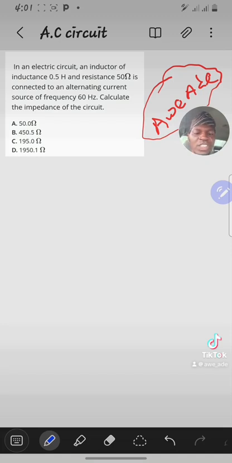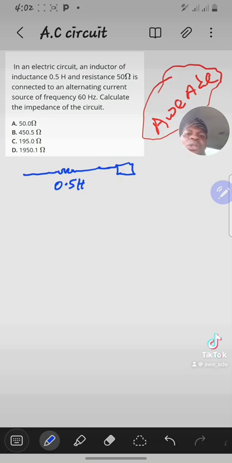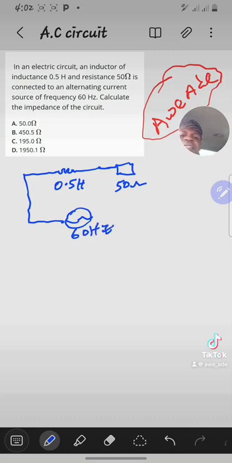The impedance of the circuit is the overall resistance of the circuit. So before we deal with the problem, let me first draw the circuit diagram. We have an inductor of inductance 0.5 Henry in the circuit, then connected in series to a resistor of 50 ohm resistance, then to an alternating current source of frequency 60 Hz.